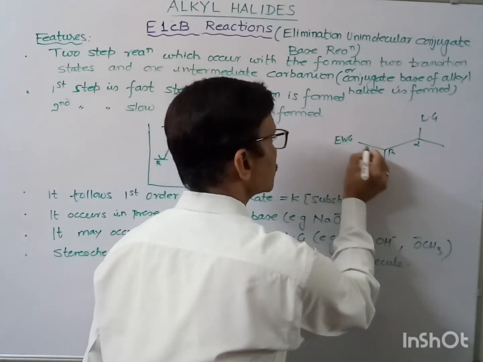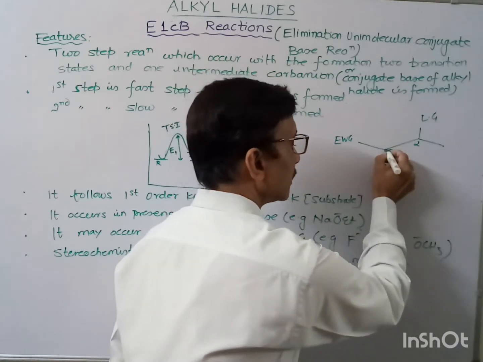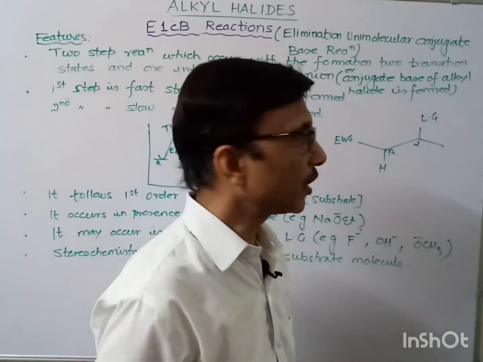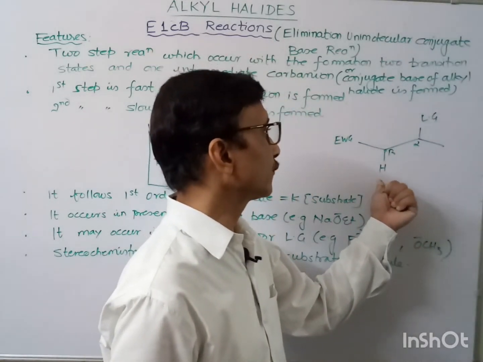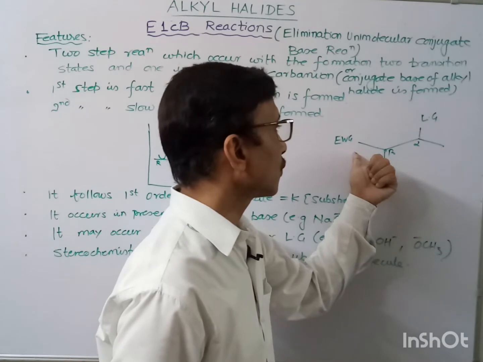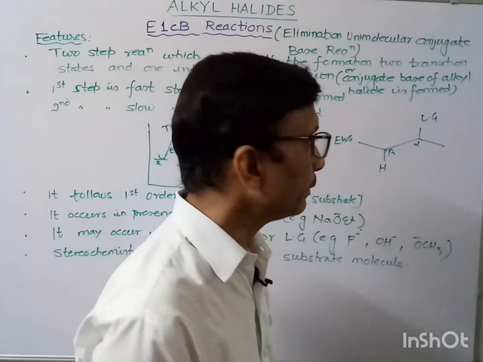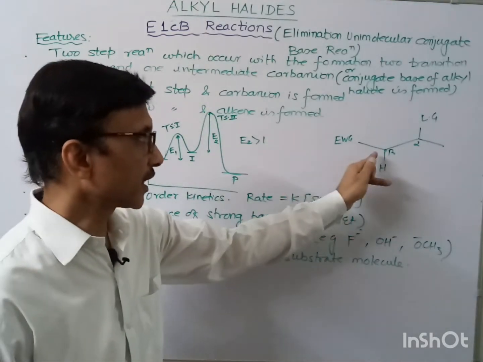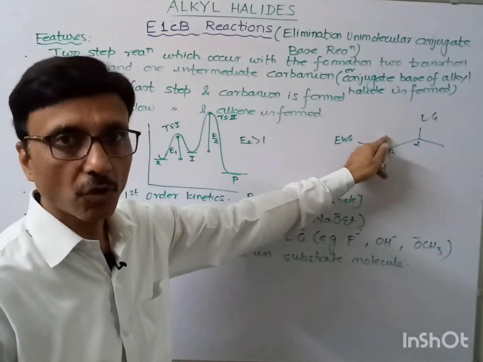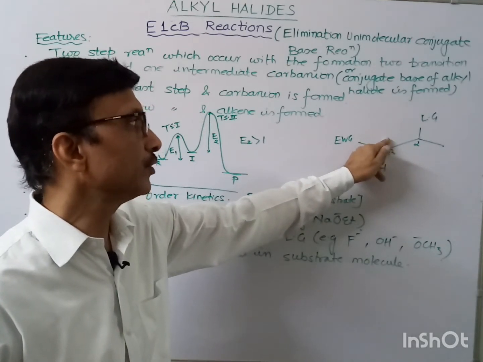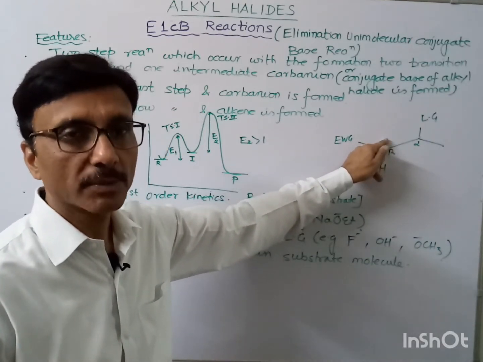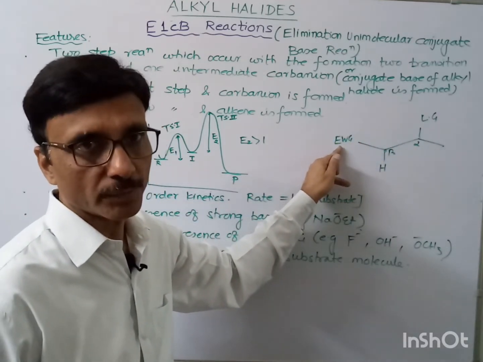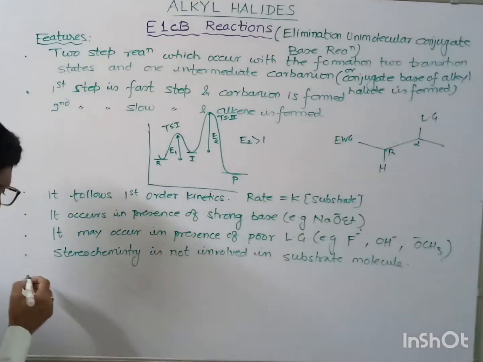If an electron withdrawing group is present over this beta carbon atom, then the reaction is favored, and the rate of reaction is increased in the presence of an electron withdrawing group at the beta carbon atom. How, I will tell you, because at the beta carbon atom a carbanion is formed, and the negative charge over this carbanion would be neutralized by the presence of this electron withdrawing group here. Okay, so I will give you the example.